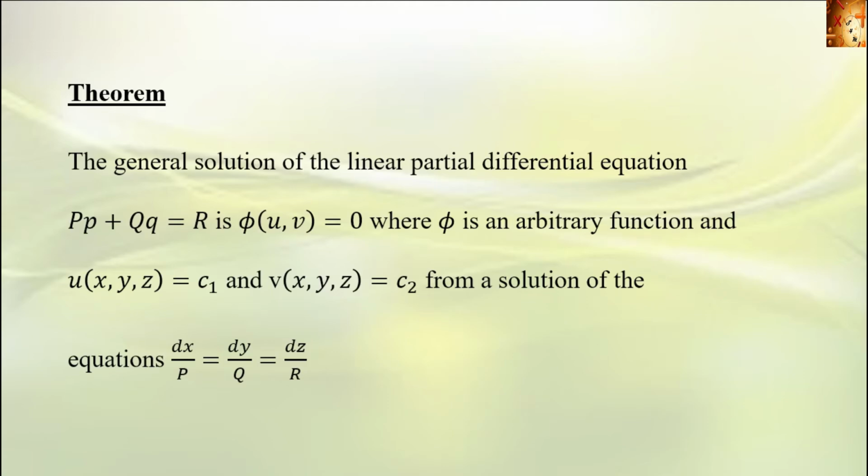Next, the solution of the linear partial differential equation Pp plus Qq equal to R is phi of u comma v equal to 0, where phi is an arbitrary function and u of x, y, z equal to c1 and v of x, y, z equal to c2 form a solution of the equations dx by P equal to dy by Q equal to dz by R. This is the auxiliary equation corresponding to Lagrange's linear equation, that is dx divided by P equal to dy divided by Q equal to dz divided by R. Solving this auxiliary equation, we get the solutions u and v, and the final solution is phi of u, v equal to 0.